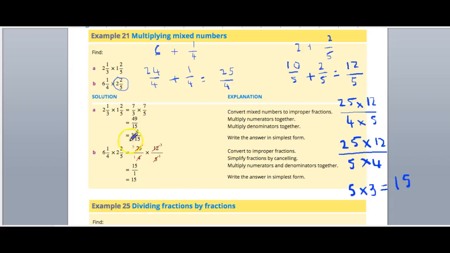So what they've done here is they've done cross elimination, which is the same as what we've done, but I've just moved that 5 to here, which you can do, because remember 5 times 4 is the same as 4 times 5, so it doesn't matter what order you write it in.